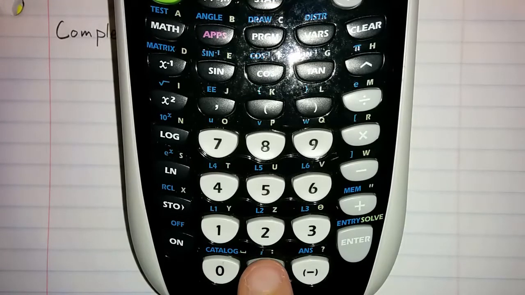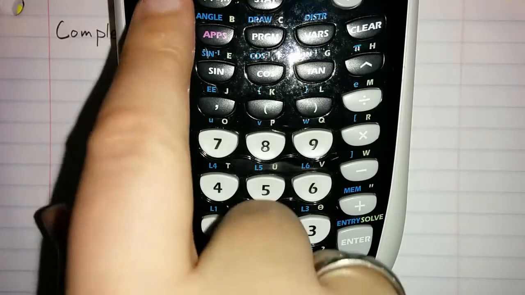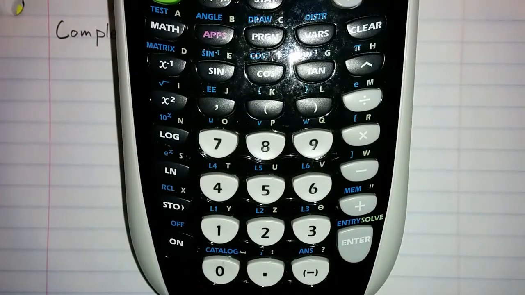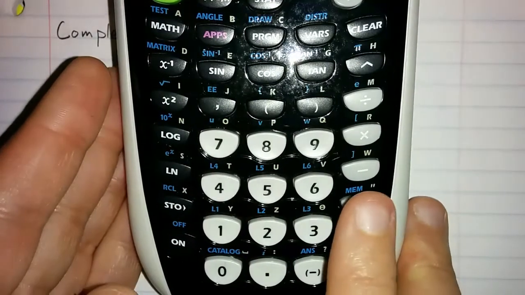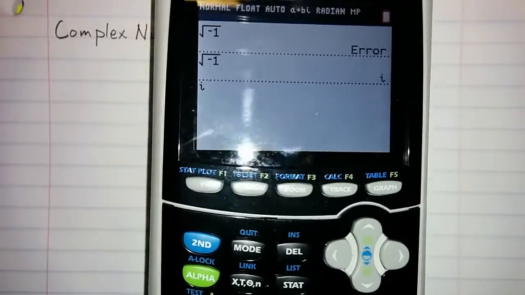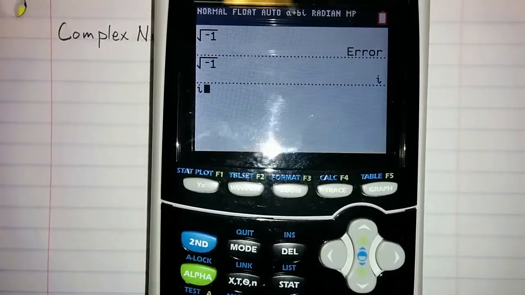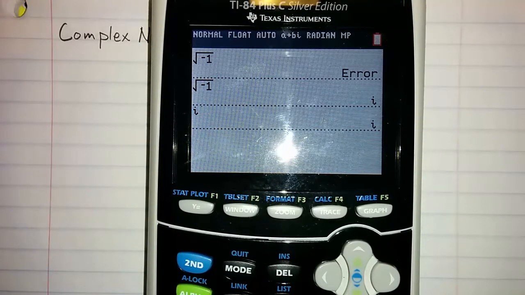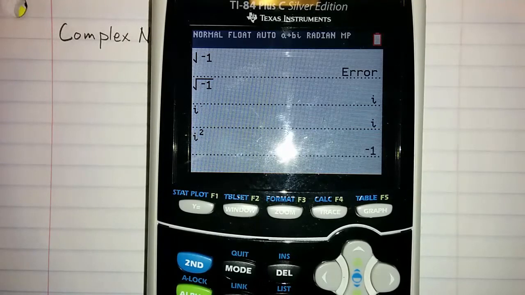I see a tiny little blue italic i above the decimal point. That tells me if I hit second and then that decimal point key. Notice this blue is the same as the blue of the second key. That did indeed enter the number i on my calculator. So, if I say i squared, I should get, and indeed I do get, -1. All right, this is pretty cool.